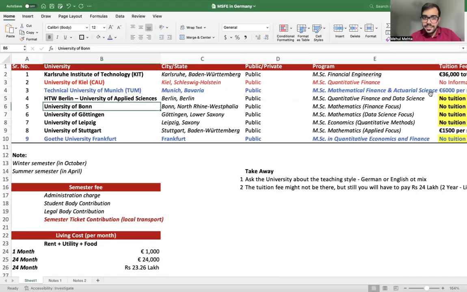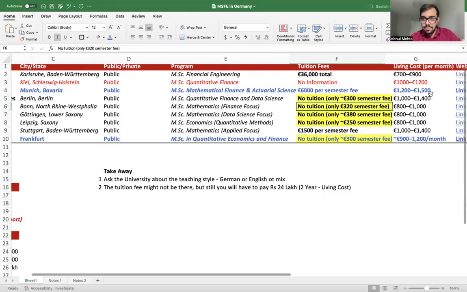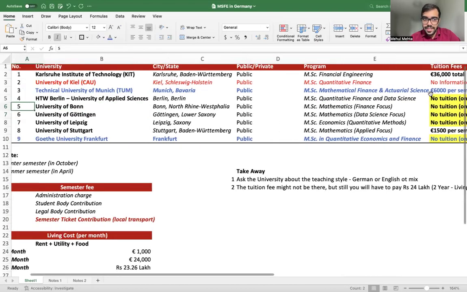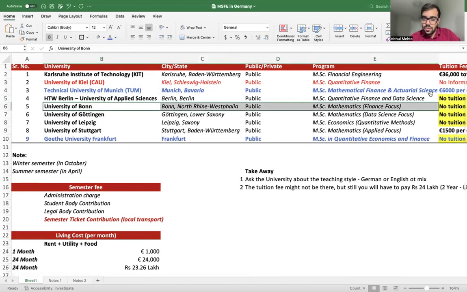All right, the University of Bonn offers a master's in mathematics. So I included two courses. One was focused on finance, the other one was focused on data science. So the University of Bonn is somewhat focused on finance.